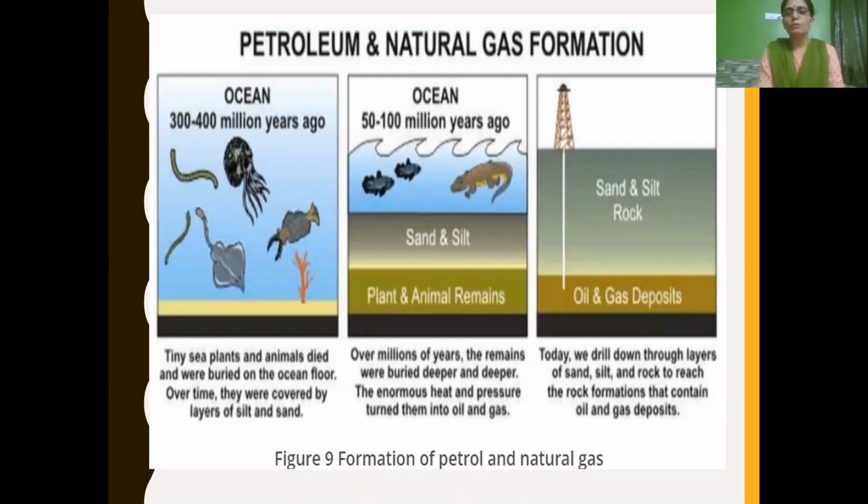Due to enormous heat and pressure, these decomposed bodies turn into oil and gas. Oil is nothing but petroleum, and gas is natural gas. Today we drill down through different layers of sand and rock to reach the oil and gas deposits. That is, by drilling those rocks, we reach the rock formation which contains oil and gas deposits.